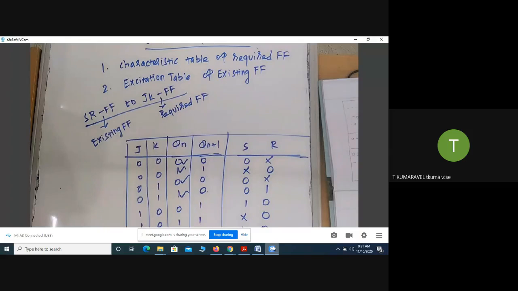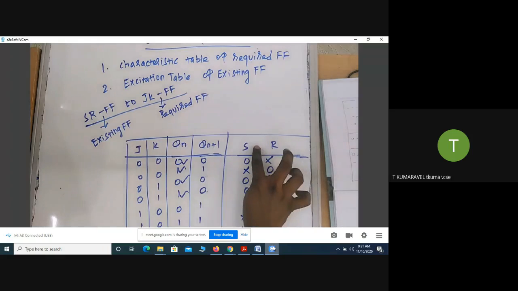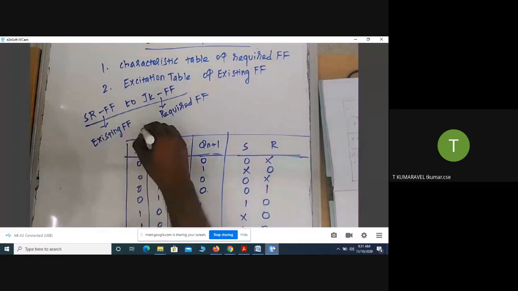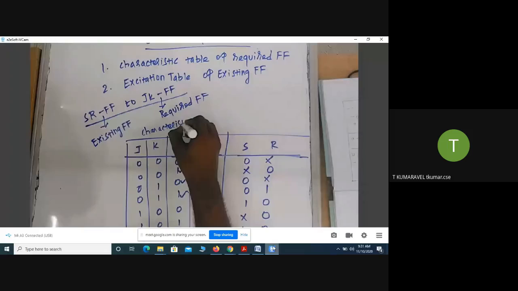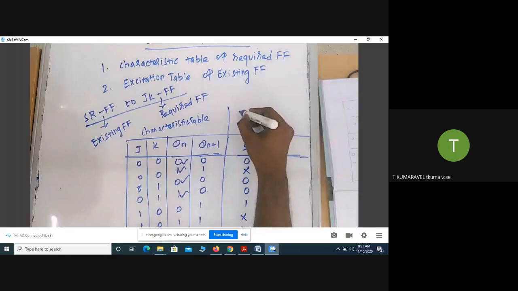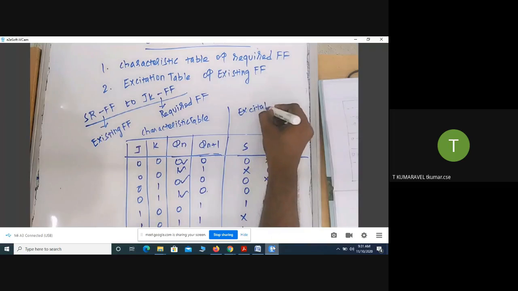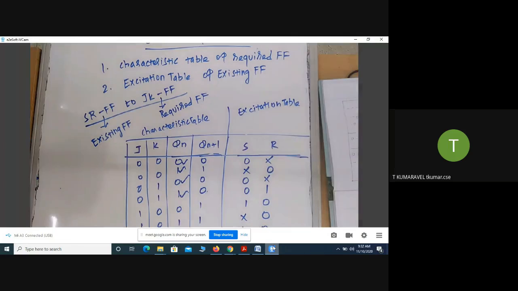First, I should write the characteristic table for the required one. This is called the characteristic table, followed by the excitation table of the existing flip flop. This is called the characteristic table, and this one is called the excitation table.